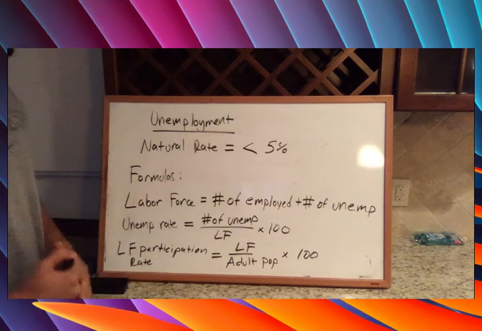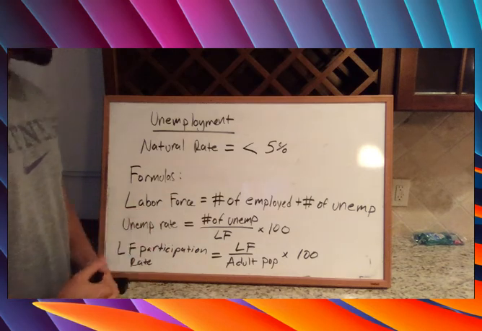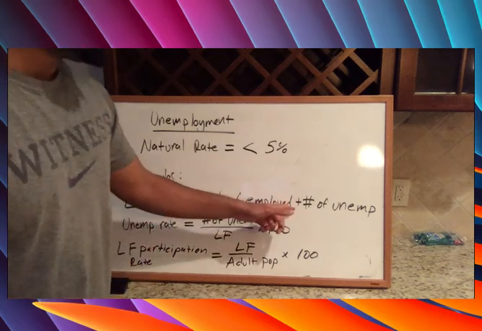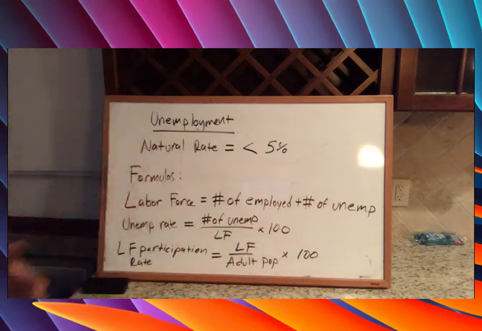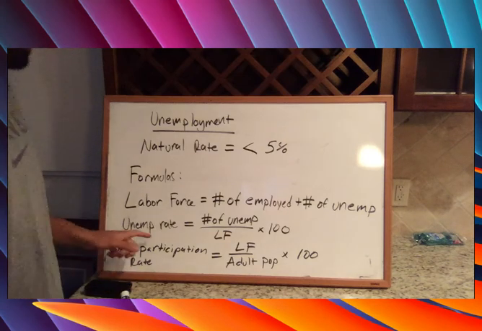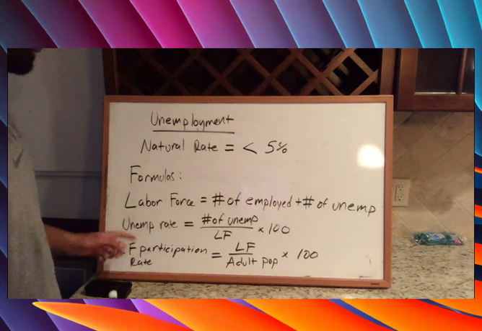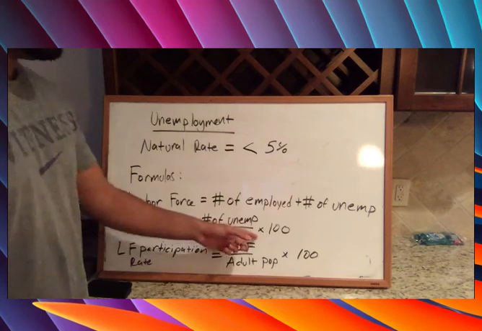Some formulas you're going to need to know for this chapter are for the labor force. To calculate the labor force, it's the number of employed plus the number of unemployed. I'll give you an output, and you need to calculate what our labor force is based on those numbers. Now, our unemployment rate: it's the number of unemployed divided by your labor force, multiplied by 100.